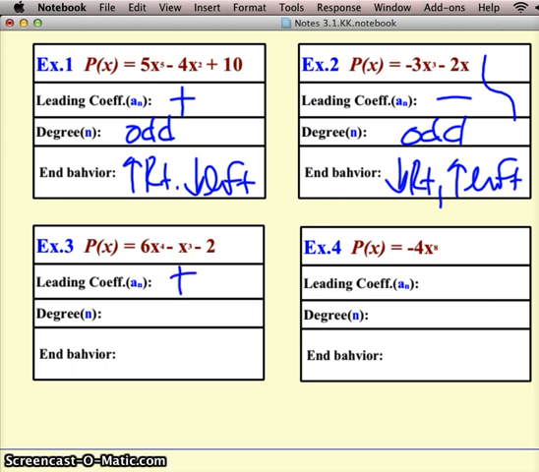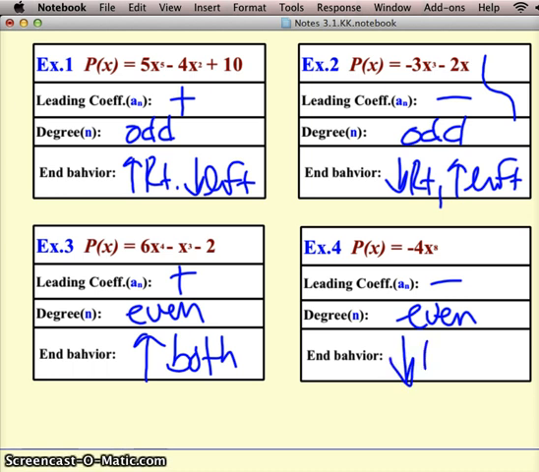Lead coefficient positive and even. That's up on both sides. Lead coefficient negative, degree even. That's down on both sides. Because again, what I'm visualizing is something that's like this or something that's like this. All even power graphs behave like parabolas.